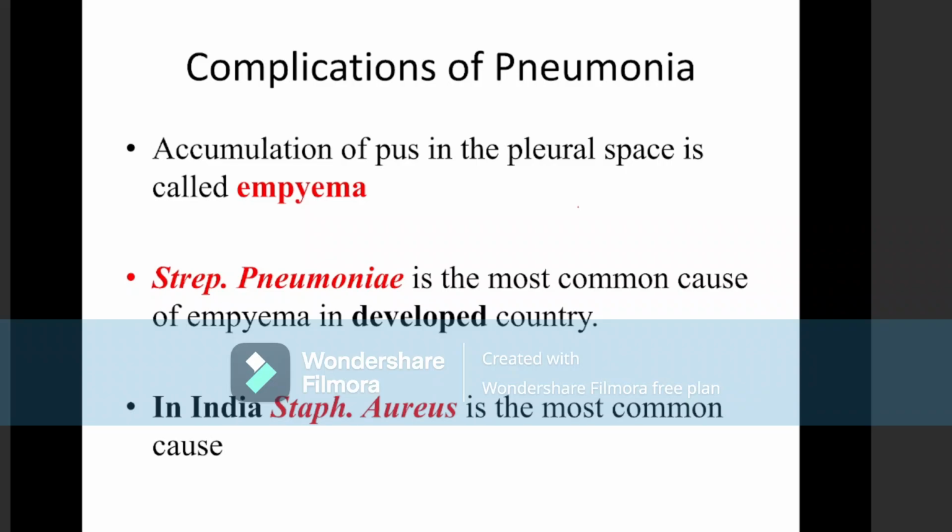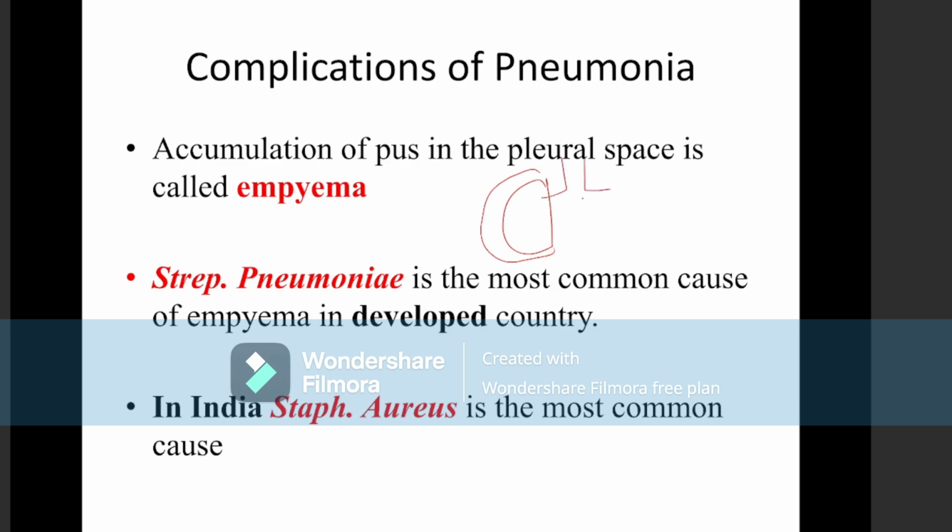Now come to the complications of pneumonia. What is the most common complication of pneumonia? It is parapneumonic effusion. What do you mean by parapneumonic effusion? That is accumulation of the exudate in the pleural space, called parapneumonic effusion.